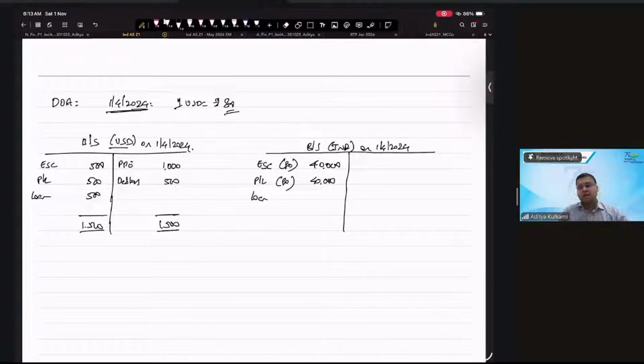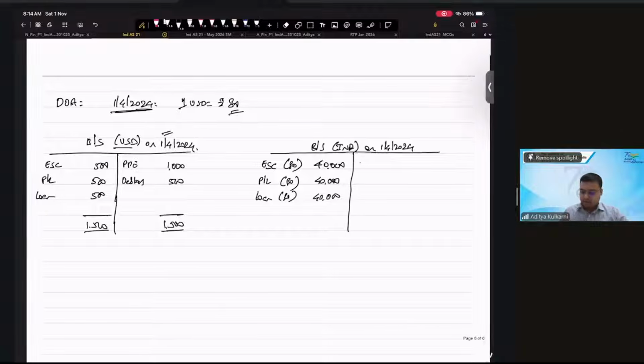Loans have to be converted using which rate? Closing rate. Closing rate is again 80 rupees because I am converting on 1st April 2024. I am converting on 1st April. 31st March has not come yet. We are converting on 1st April itself. So on 1st April, the rate is 80. So 80 into 500 will again be 40,000.